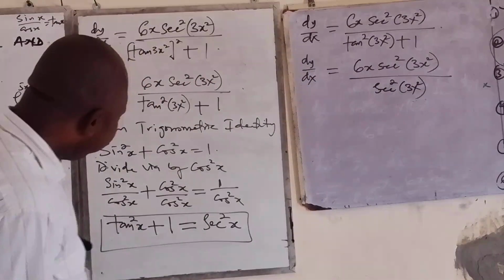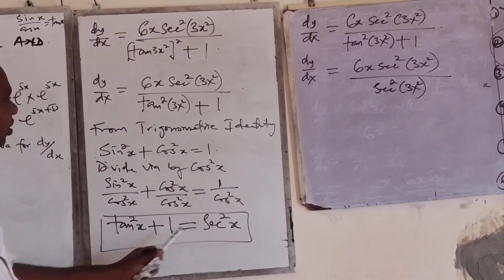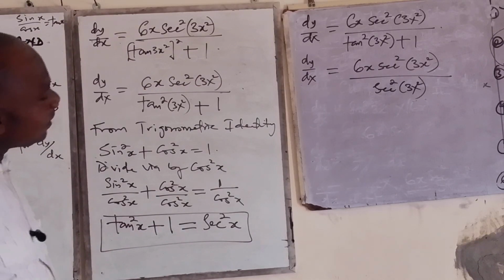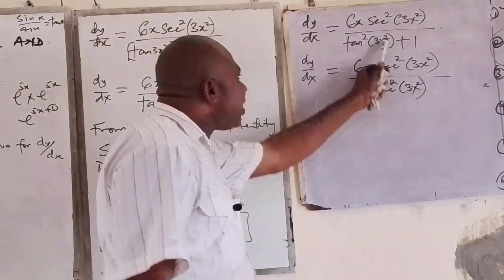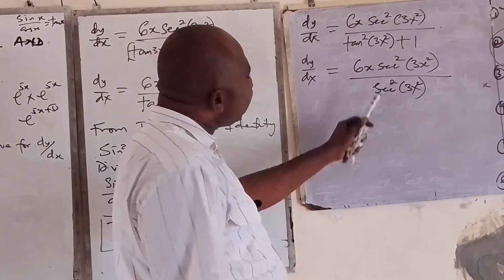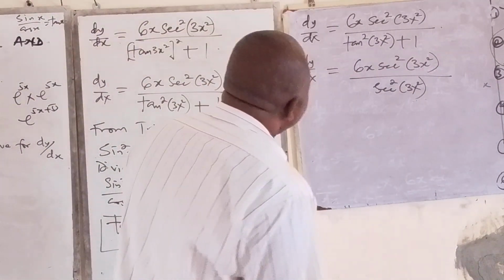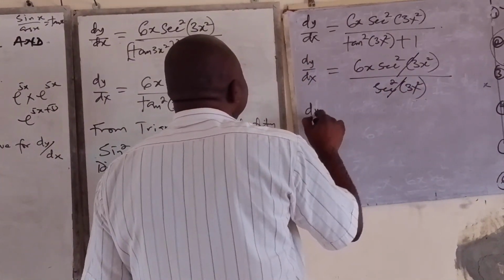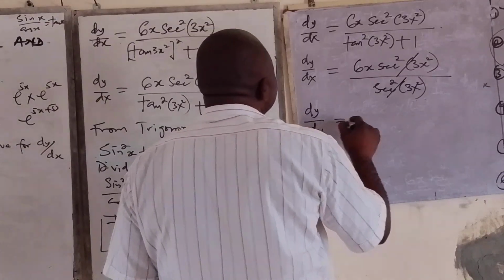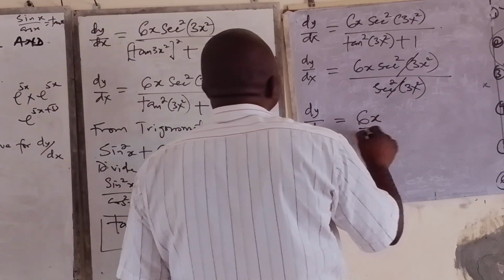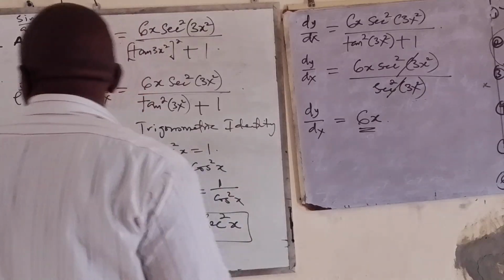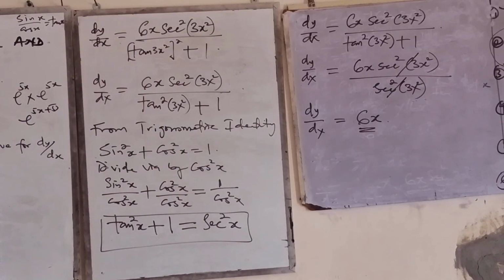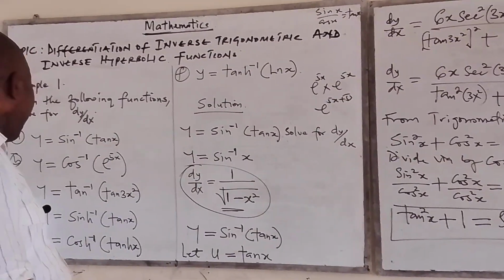Let's look at it again: tan squared x plus 1 is sec squared x. So tan squared 3x squared plus 1 gives us sec squared 3x squared. The whole of this will cancel with the whole of this. So dy/dx will be equal to 6x. That's the value of dy/dx if y is equal to the tan inverse of tan 3x squared.